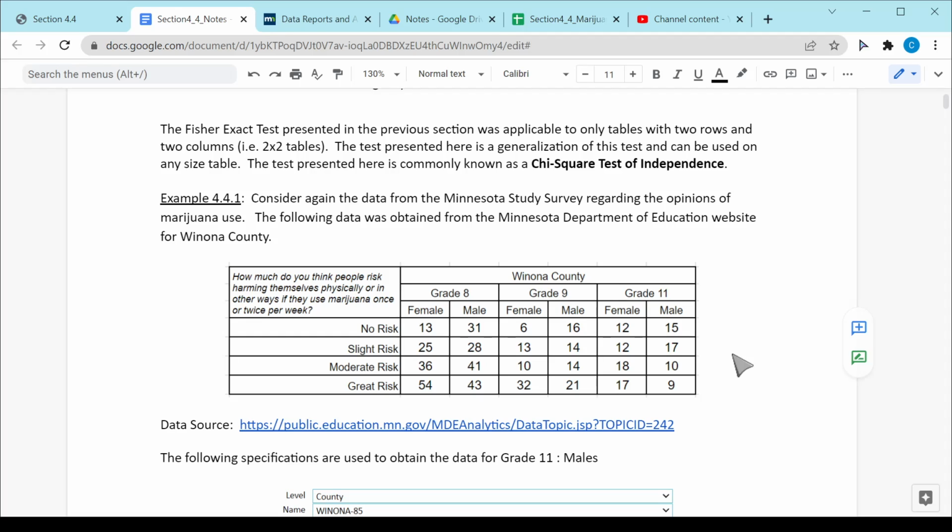So for example, in this first example, we're going to consider the grade 11 students in Winona County, and this is the perceptions of marijuana use. I would like to know whether or not the pattern that I see for the females, the 12, 12, 18, 17, is statistically different than the pattern that I see for males. So the test we would be looking at is whether or not there's an association between gender and their perceptions of marijuana use for grade 11 from Winona County.